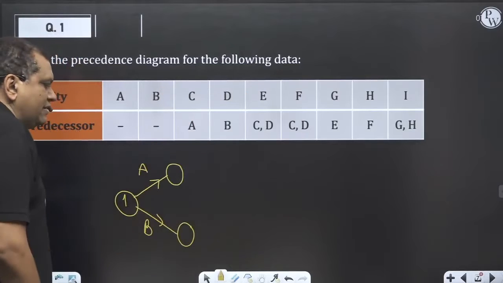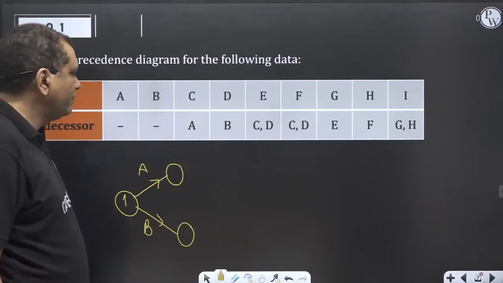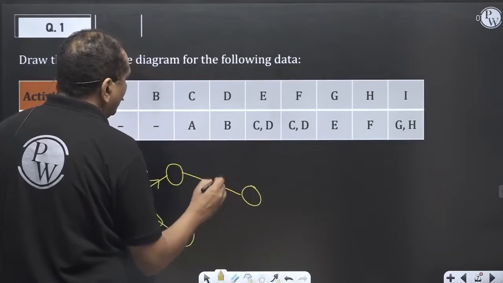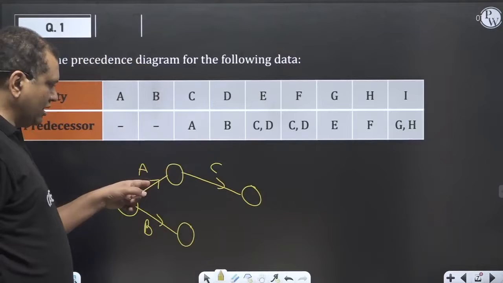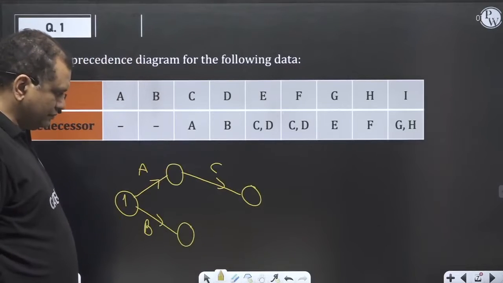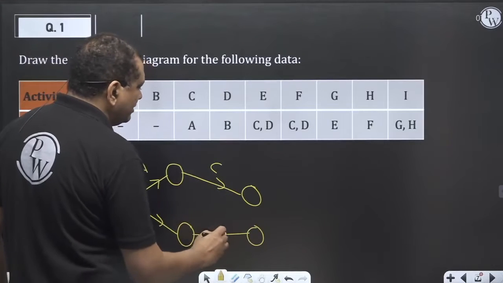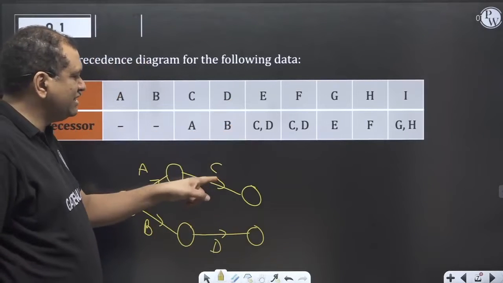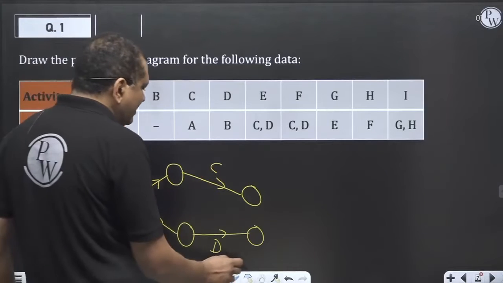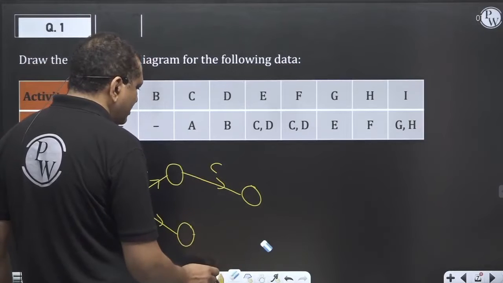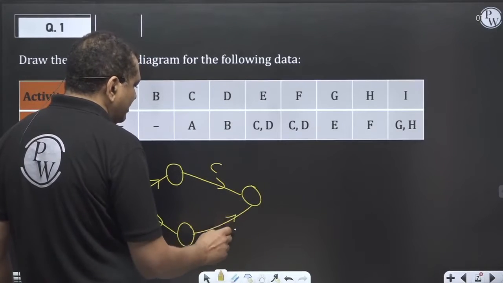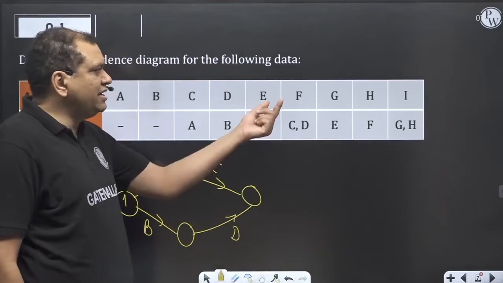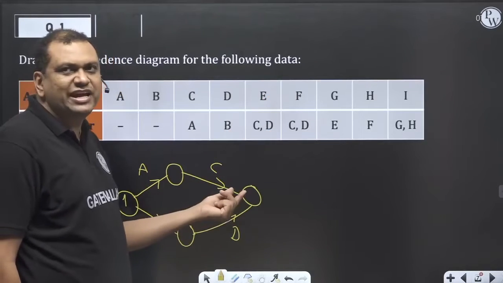So the way the data is given, accordingly I will keep on moving, okay? Activity C predecessor is A. See, on the precedence diagram I have shown. Activity D predecessor is B. But now activity E predecessor is C and D. So that is possible only when it is merged in the same node. Understand? Initially I have drawn like this, but seeing the next successor activity, I have merged this in the same node.